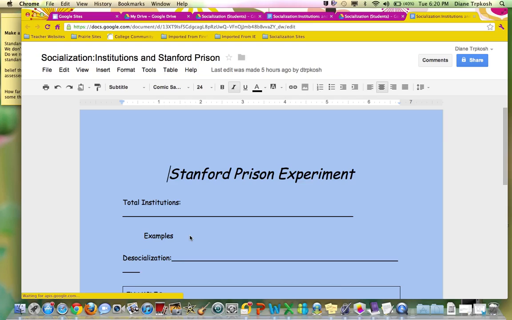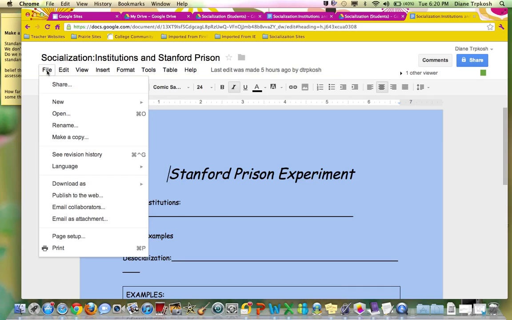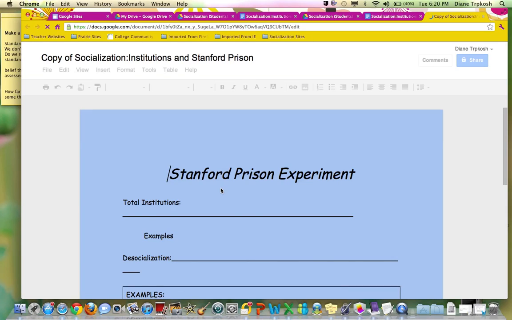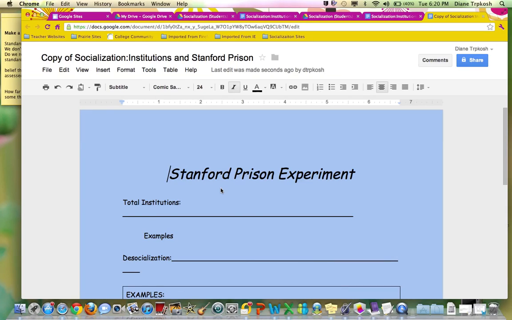Remember, because I created it, it is view only, so in order for you to take notes, you are going to have to make a copy of it. So you come up here to File, and drag it down to where it says Make a copy, and then I would just click OK. And now you have a document that you can type on.